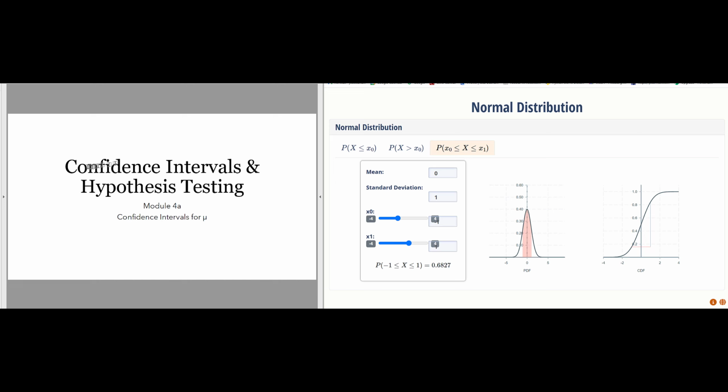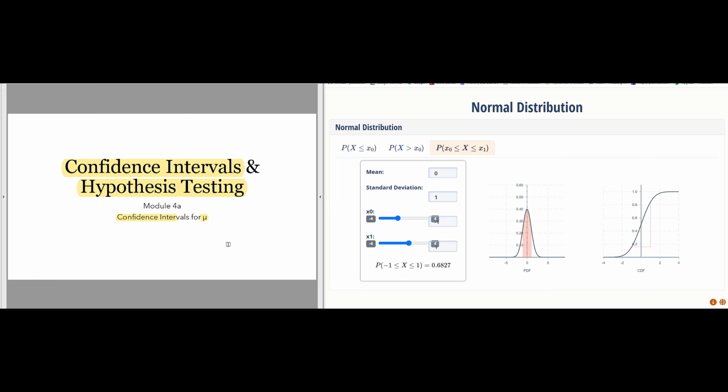Okay, welcome to Module 4. Here we're going to take a look at confidence intervals and hypothesis testing. We're going to start out by talking about confidence intervals around the mean value for normal distributions.